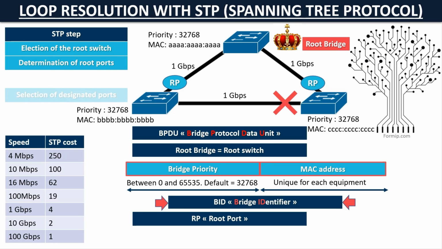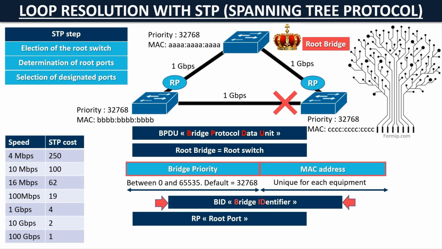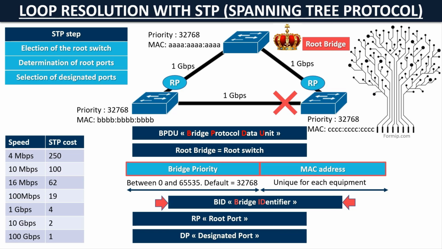After determining the root ports, the spanning tree will select designated ports. For each network segment that connects switches, a designated port, which can also be written with the initials DP, is selected by the spanning tree. This is the port connected to the segment which leads most directly to the root. This is also why a switch elected root bridge will systematically have designated ports.